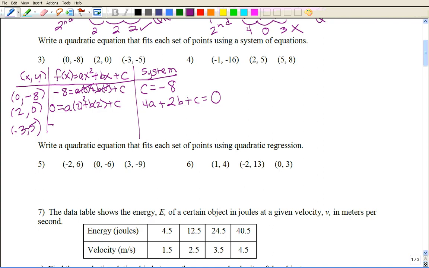So I have -5 equals a times -3 squared plus b times -3 plus c. So -3 squared is 9, so I have 9a minus 3b plus c equals -5. So now I will use this system of equations, and let's just type them into the calculator.